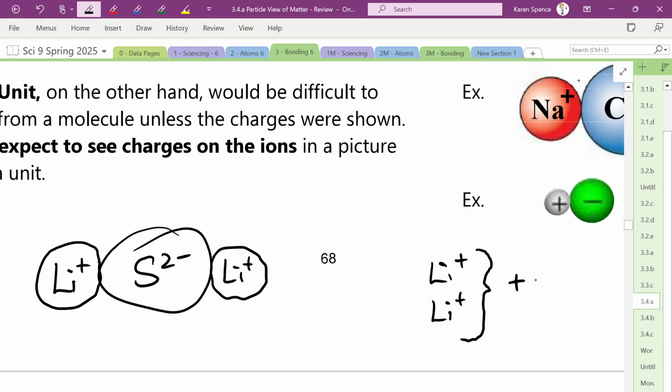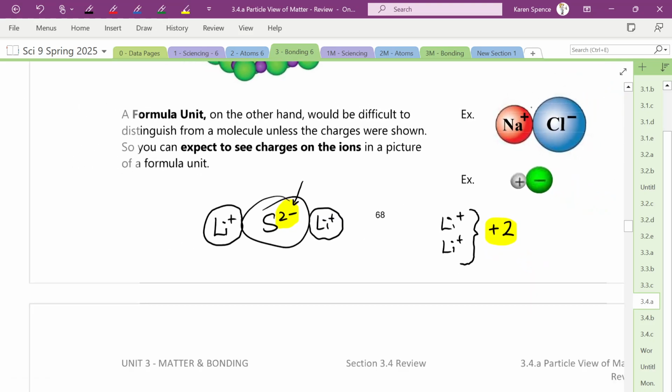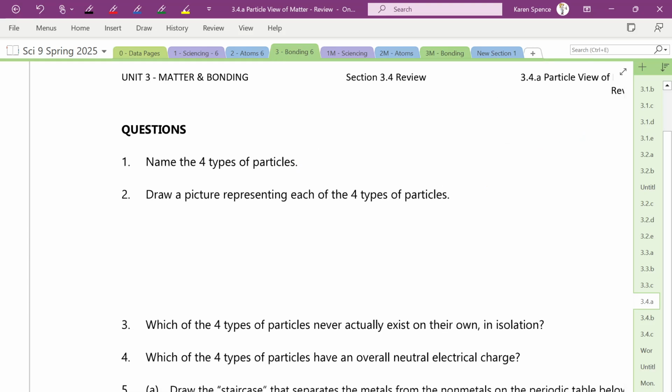That gives you plus 2, which balances out the minus 2. So we have a positive 2 and we have a minus 2. So overall, the whole thing is neutral. Okay. And now we have some questions.